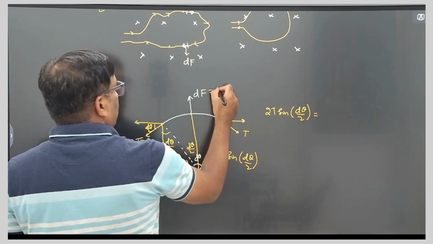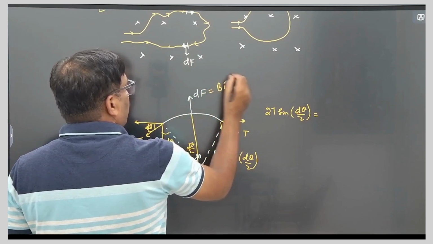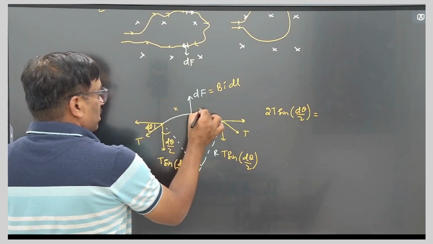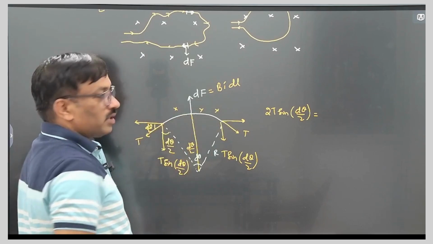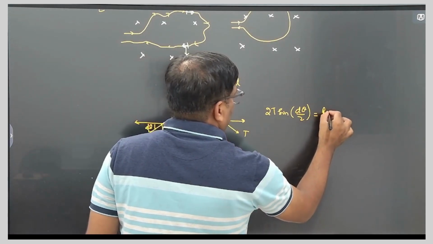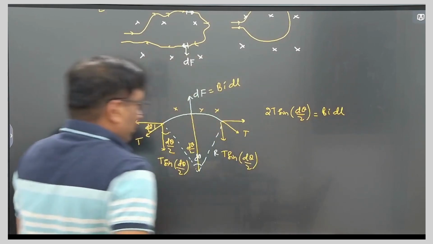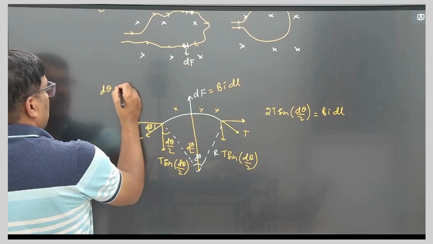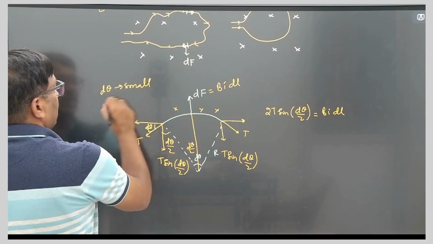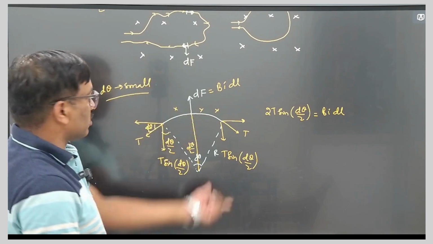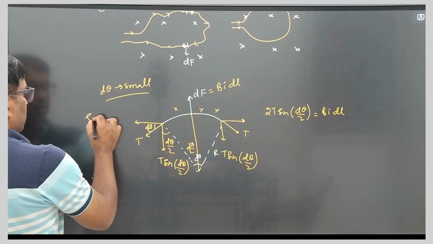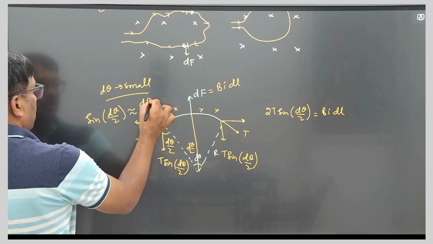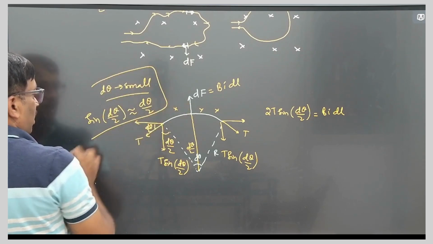What can you write now? B into I into the small length dl, perpendicularly. Why? The magnetic field is into the board, so it is 90 degrees to this. So B I dl. Clear? Now dθ is small, because we took a small element. So sin(dθ/2) will be nearly equal to dθ by 2, which holds for small angles.